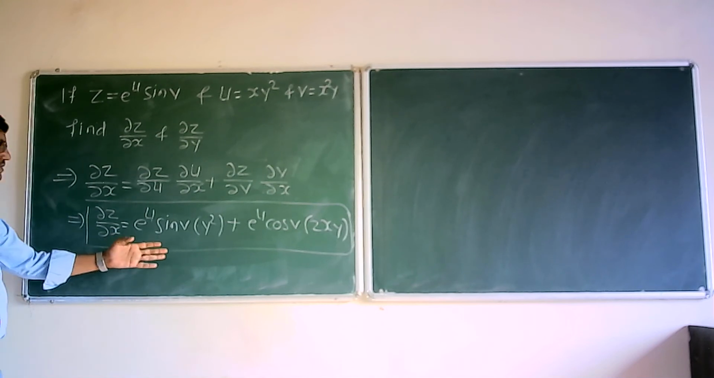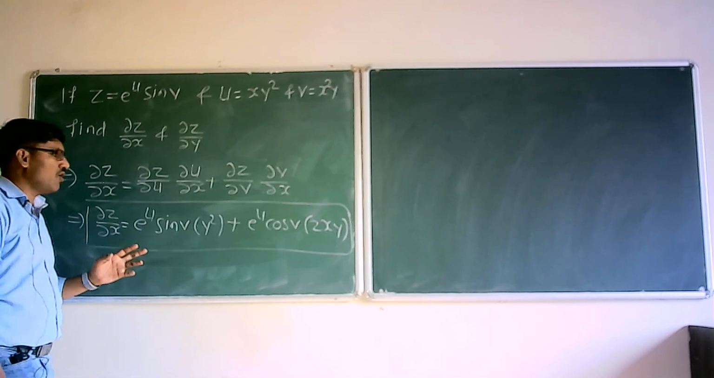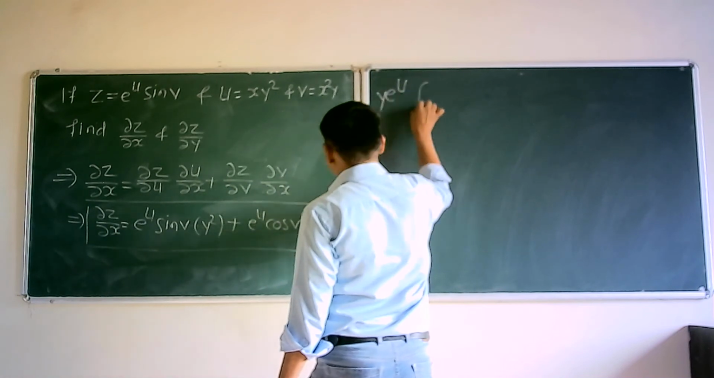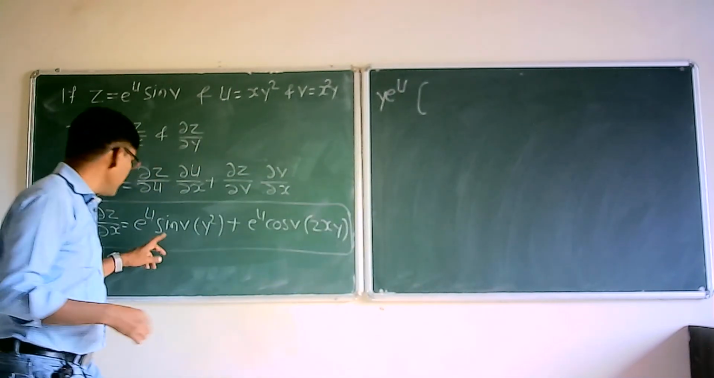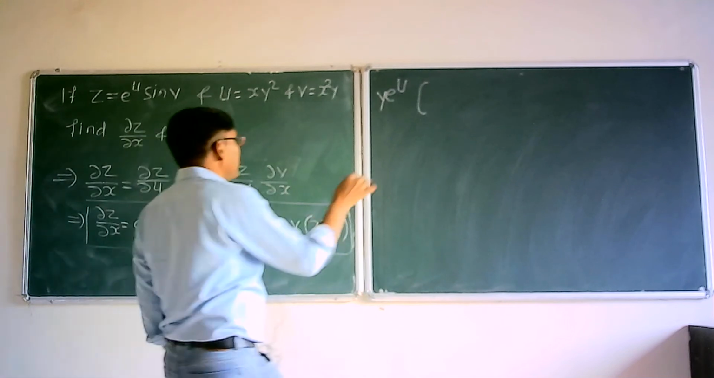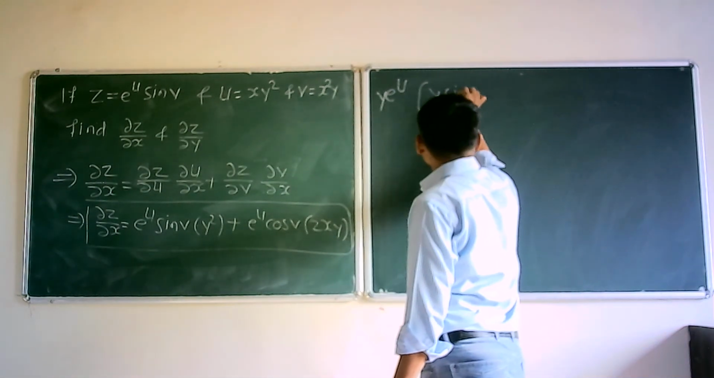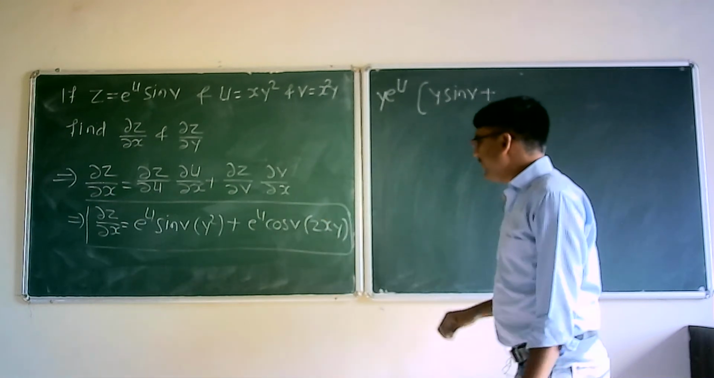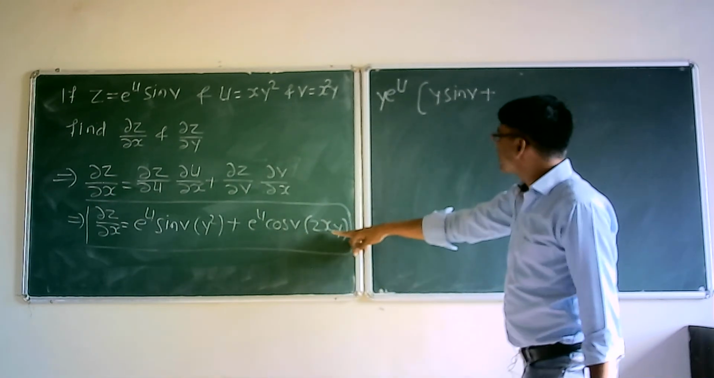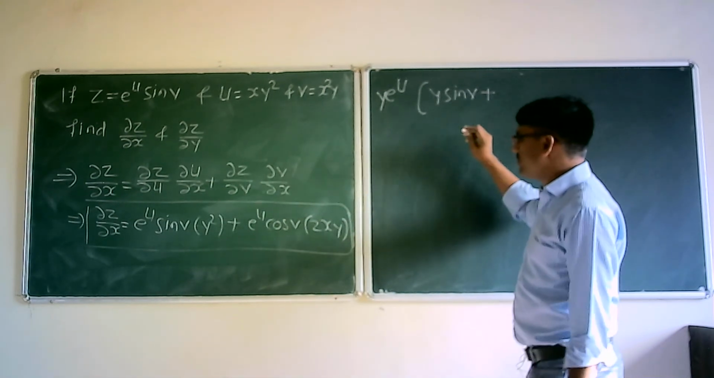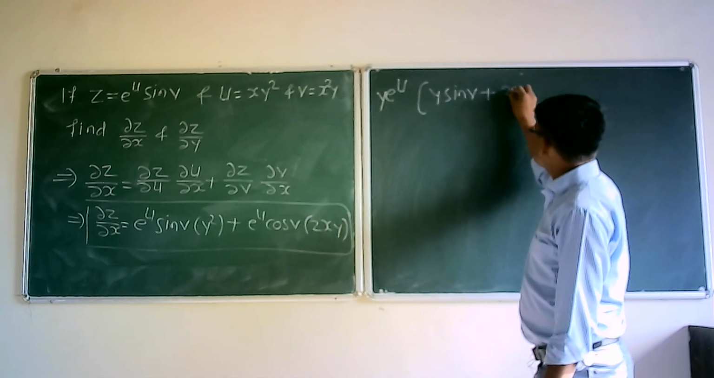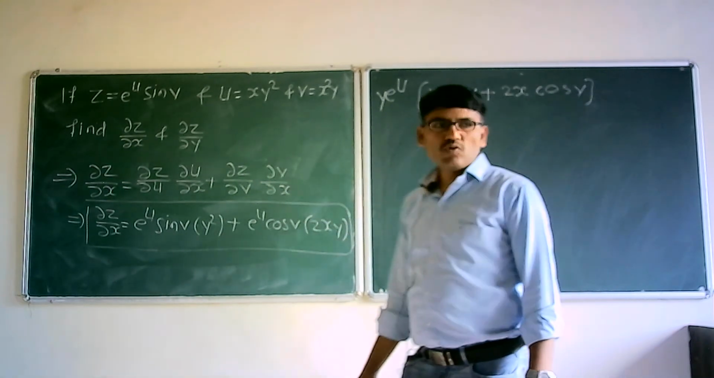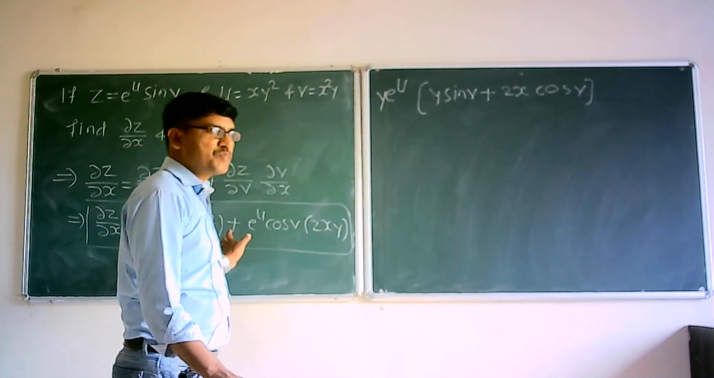You can simplify it also. You can take e raised to u outside. Also y you can take outside. So if you take y outside and e raised to u outside, what is there inside the bracket? Y sin v plus, here we take xy outside, so it is equal to twice x cos v. This is the total derivative of z with respect to x.